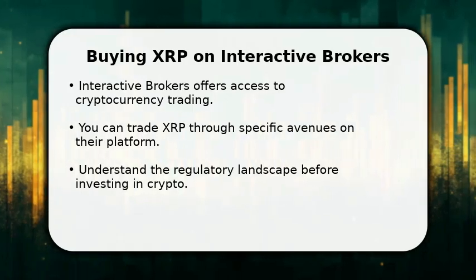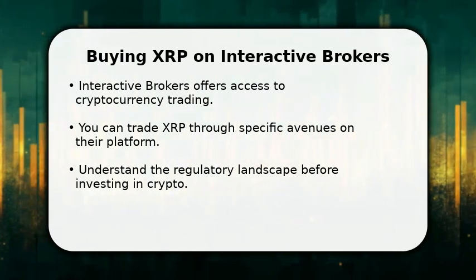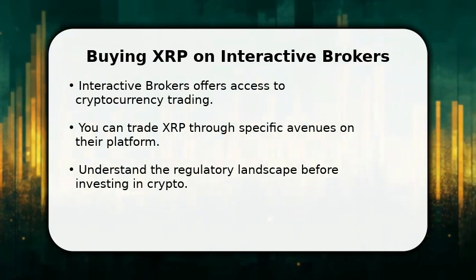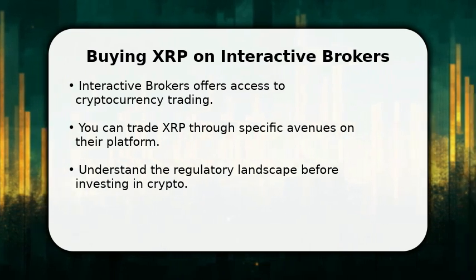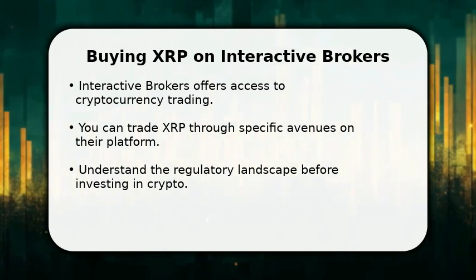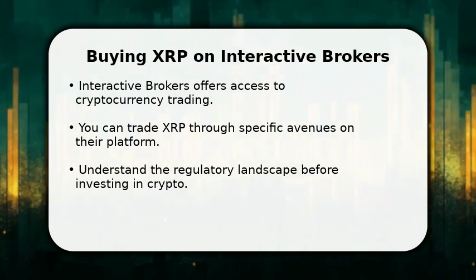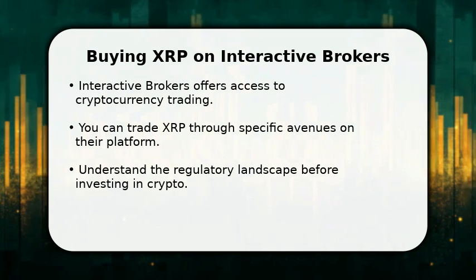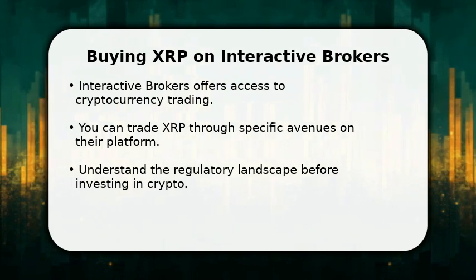In this video, I will explain how to buy XRP on Interactive Brokers. First, you'll need an active Interactive Brokers account. Ensure your account is enabled for cryptocurrency trading, which might require specific permissions or a separate application. We'll cover the steps to navigate their platform, locate XRP, and execute a trade. It's important to be aware of the associated fees and the current market conditions for XRP. Let's get started with the initial setup.